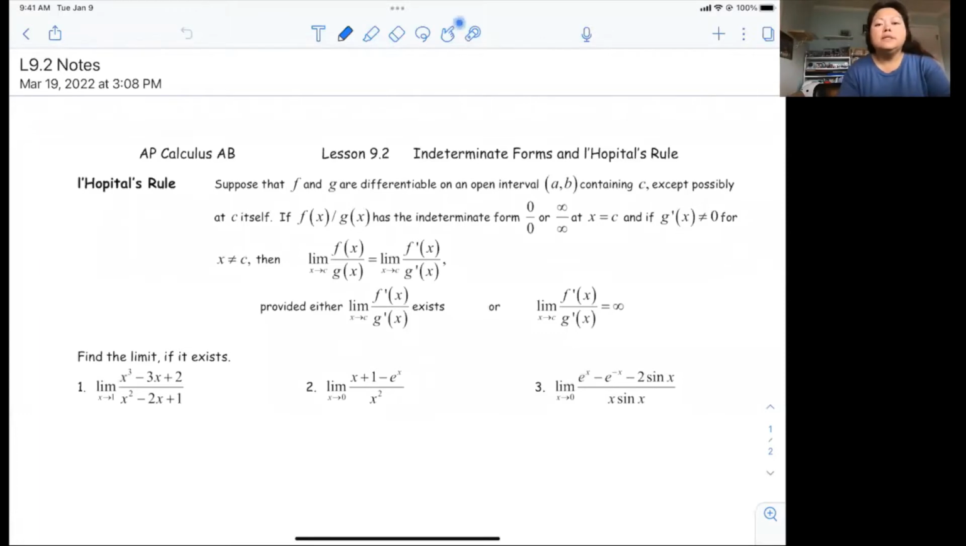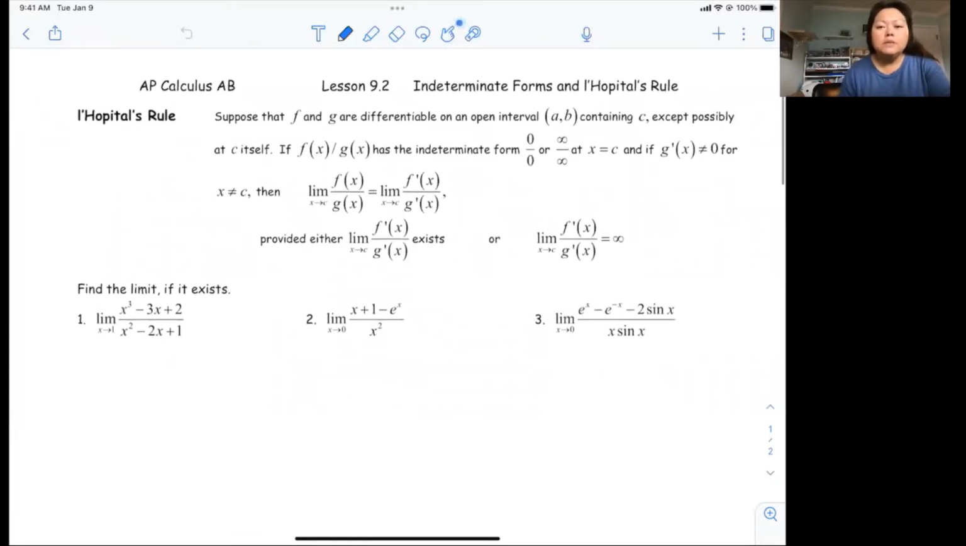Okay, so this is lesson 9.2 on intermediate forms and L'Hopital's rule. L'Hopital is a mathematician with the last name Hospital, but it's French, so it's L'Hopital's rule. And he discovered that instead of what we did early, we're going full circle now, all the way back to the first few chapters of the year when we're taking limits.